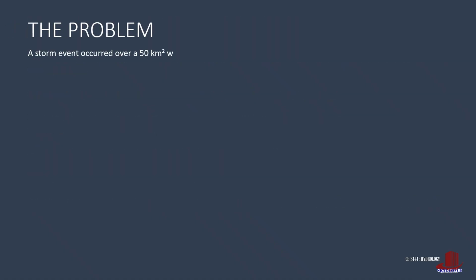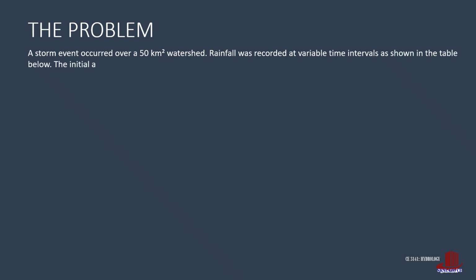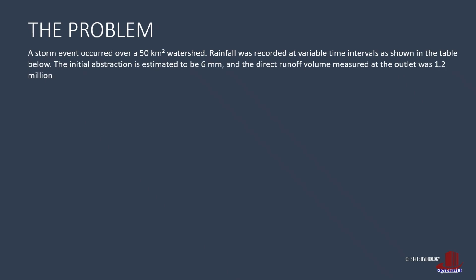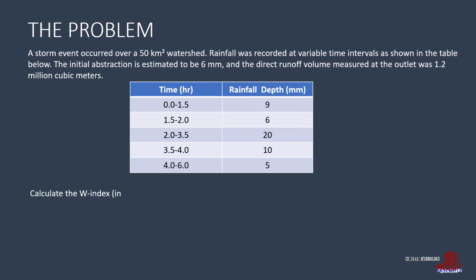The second example contains a record of rainfall depth of a storm over a watershed with 50 square kilometers area. There is an initial obstruction estimated to be 6 millimeters, and the direct runoff volume is also measured as 1.2 million cubic meters. We are to determine the W index in millimeters per hour.